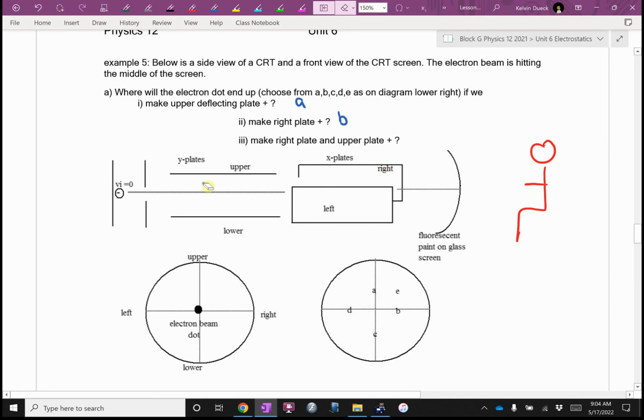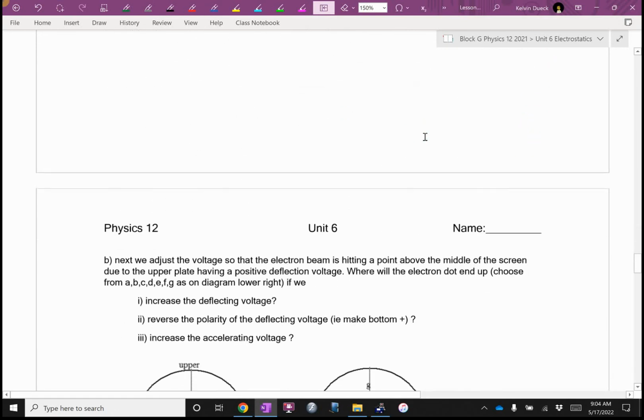What if we make both the upper and the right plate positive? So you're starting to see how with basic analog technology, we could make any dot that we wanted to glow. We're very close to inventing television. Let's kick it up a notch. I think I've got one more.